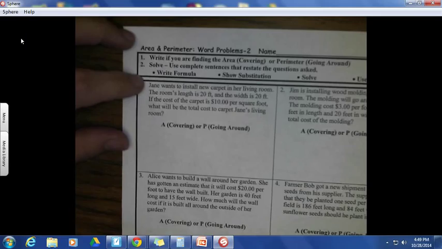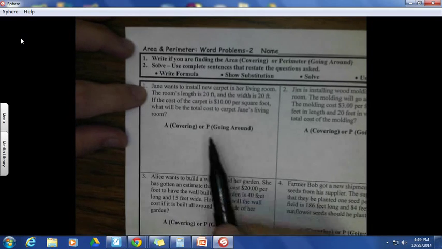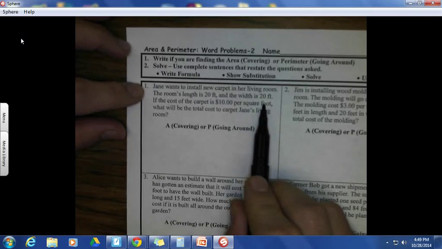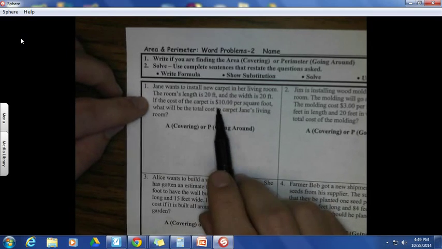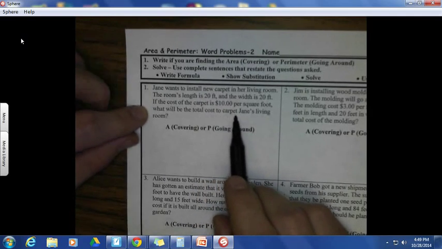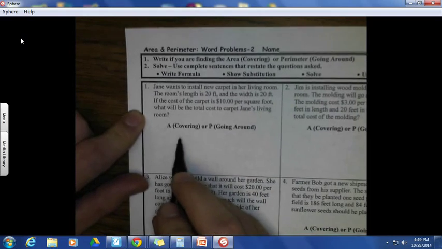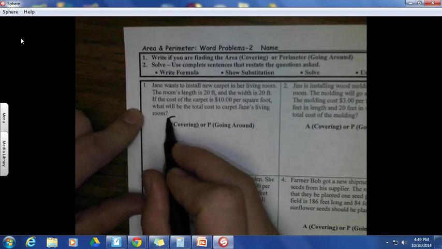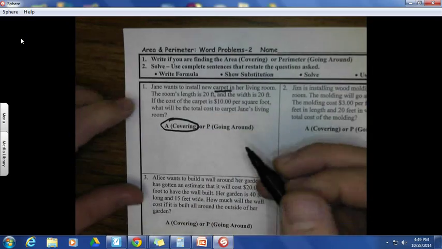Jane wants to install new carpet in her living room. The room's length is 20 feet and the width is 20 feet, so this is a square. If the cost of the carpet is $10 per square foot, what will the total cost to carpet Jane's living room be? First of all, are we covering or are we going around? Well, we're covering because we're putting carpet in. So we're covering a floor.